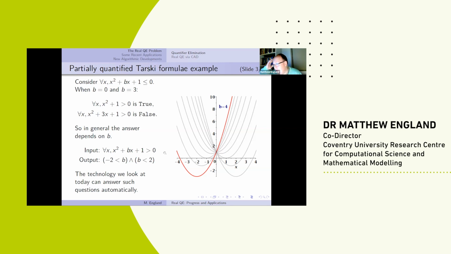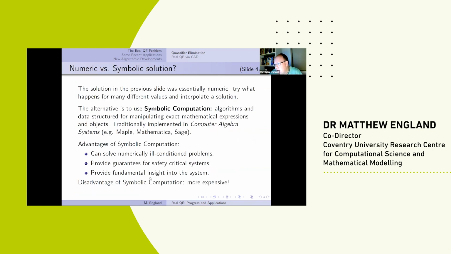And what the rest of the talk is about is really how can we do this? So what's wrong with making the pictures like I did here? Well, drawing those pictures and observing what happens is fine for getting an idea, but it's essentially what we call a numeric computation. So I'm trying some values, seeing what happens, and then interpolating, in that case just in my head, to get a solution.